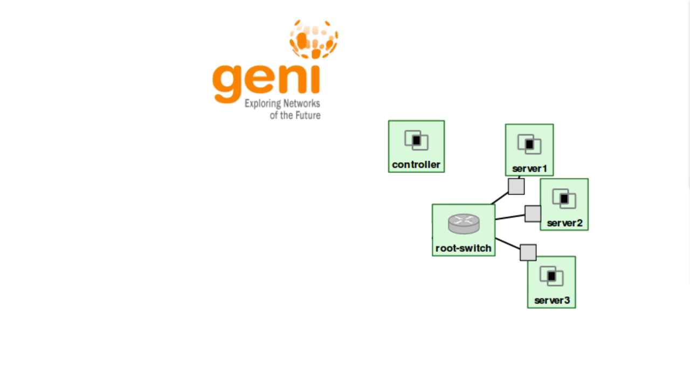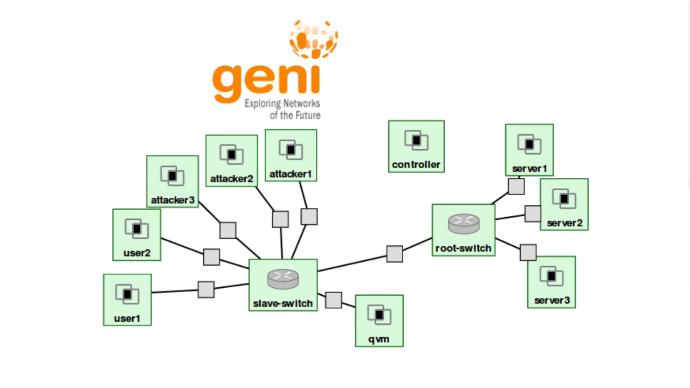Alright, now a quick overview of our test bed. We designed and created this in Genie, and we start with just our controller, the brain of the system, and it's just a single machine. It's not internally connected to anything else in the system. Within that we have the root switch with 3 separate servers that form the core infrastructure. Then at the edge of our network we have a slave switch, 2 users, 3 attackers, and 1 quarantined VM.